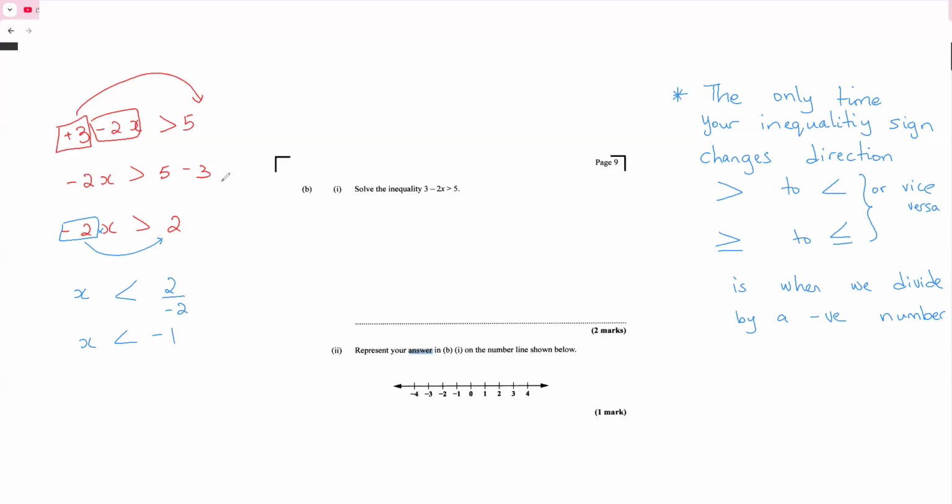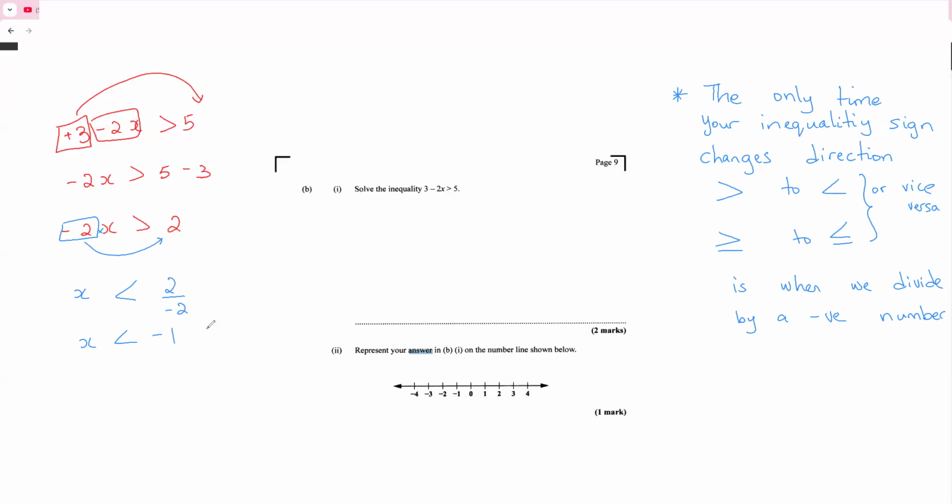And then they asked us, represent your answer on a number line. So we have negative 1. Now, it's this one, which means it's not inclusive. So you're using an empty circle. And it's saying that x is less than negative 1. So if it's less than, it means that the direction of the numbers will be coming from the left to it. So you draw an arrow in the direction.